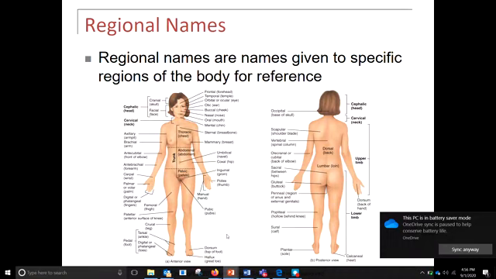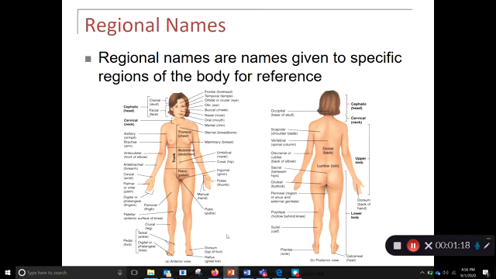The anatomical position is, as you can see, the face is forward, the palms are forward, the feet are forward, everything is straight. There's no twisty turn in the trunk, no twisty turn in the neck, no twisty turn in the back. It's all facing forward. Palms, feet, toes, face.